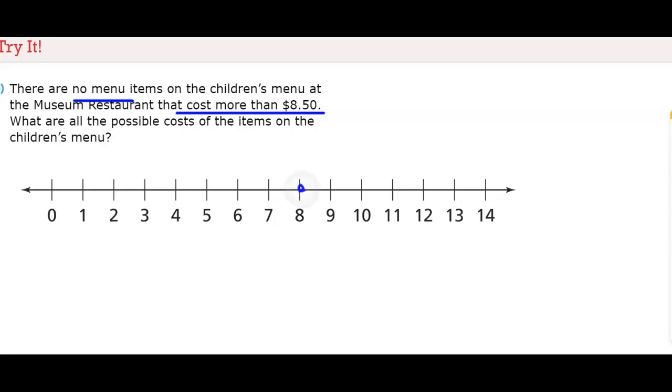So then we would draw a circle that is closed. It's $8.50. So $8.50 would be halfway between $8 and $9. So that's a closed circle. And then because the cost of those kids' items is not more than that, you draw your arrow to the left of that number because it has to be all possible numbers less than $8.50. And so all of those numbers are all the possible costs of a children's menu.